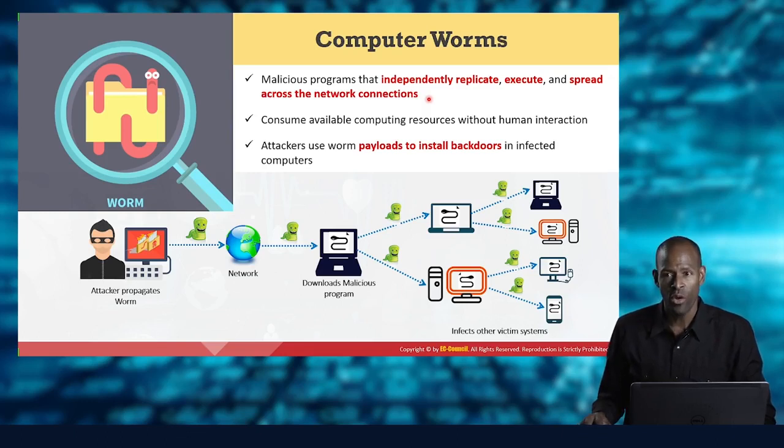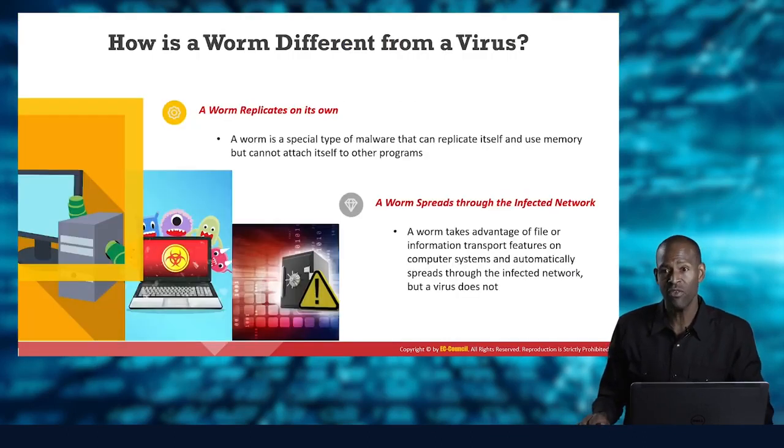So worms can consume available resources. They don't need human interaction. They have extremely powerful payloads. They can install backdoors and do many other types of malicious activity on computer systems. So those are worms. Now with worms, like I was saying, they're different from a virus. They replicate on their own.